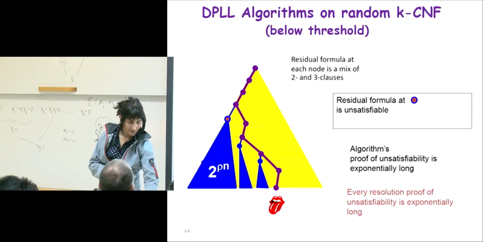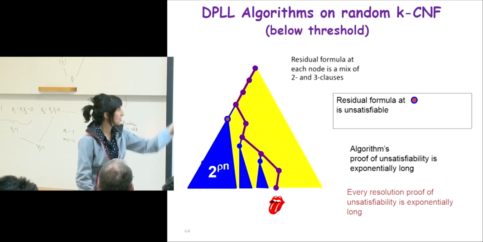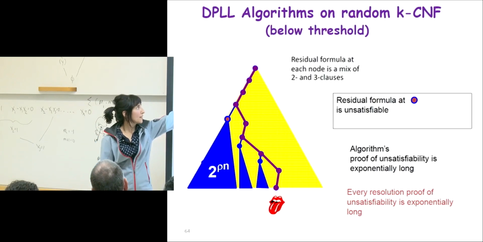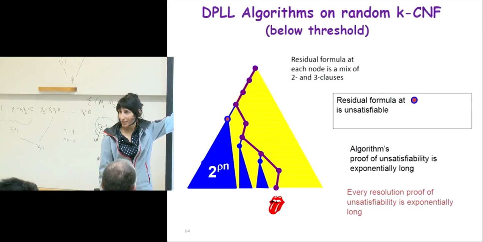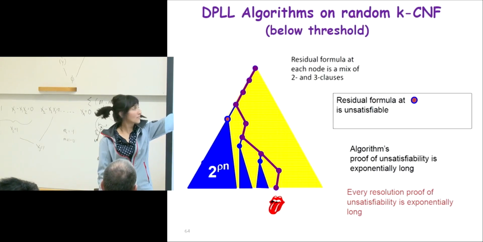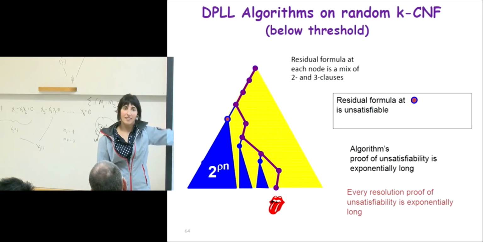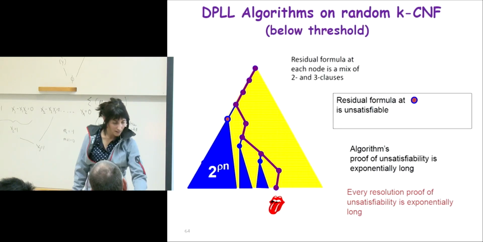Okay, and that was what this picture was trying to show you, exploring some tree. No matter what the tree is, no matter how you explore it, you're going to run into these mixed 2-3 unsatisfiable subclauses, subformulas, even though the original thing is satisfiable, and they're going to take you a long time no matter what you do, because you're using a resolution lower bound, which is going to apply to any resolution-based algorithm, including the DPLL ones. Okay.